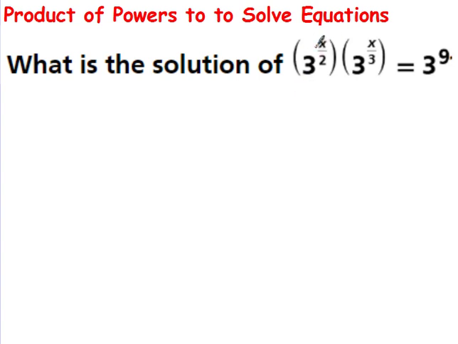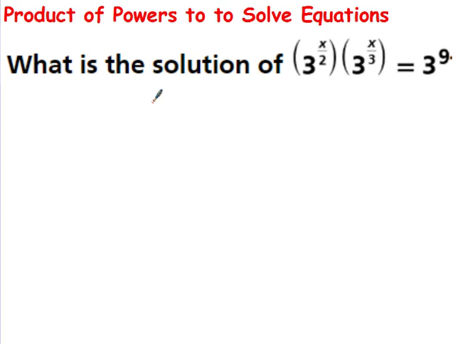3 to the power of x over 2 times 3 to the power of x over 3 equals 3 to the 9th power. So my goal right here is to solve for x. I'm trying to figure out, well, what is x in this particular equation? This is where we're going to use our properties of exponents in order to solve the equation. So that's why we have to know our properties of exponents.